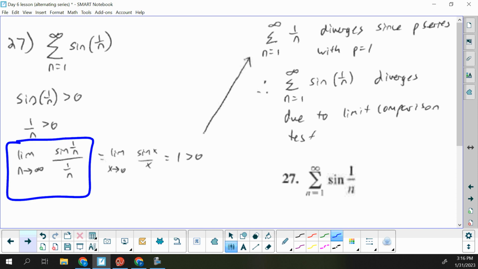As n goes to infinity, 1 over n is going to become small. So this limit could be rewritten as x approaches 0, making the 1 over n's just be x's. These two limits should be the same because in both cases it's sine of a small over a small. Well, now that limit's more familiar, we know that goes to 1. Because that's a positive finite constant, our original series diverges as well by the limit comparison test.